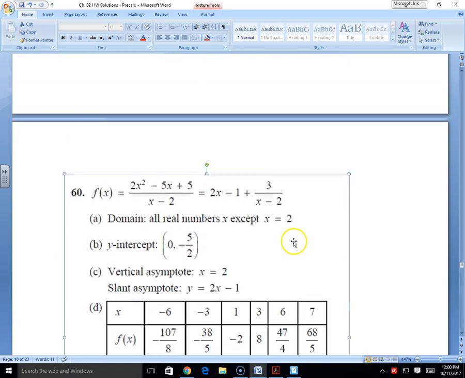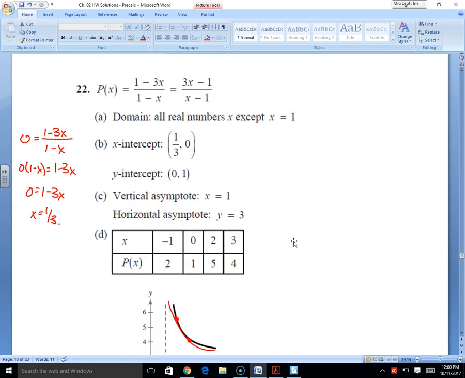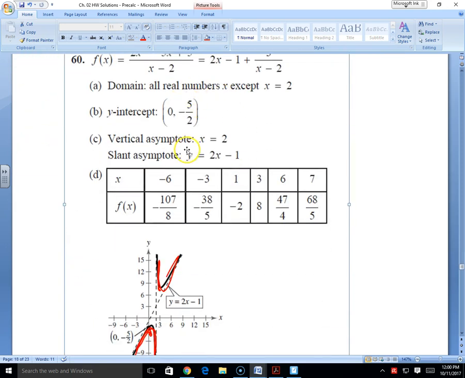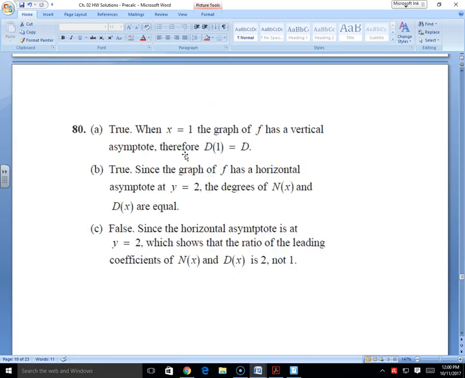Technically, between these two problems, the two big old sketching ones and the evens, I would say 22 is the better one. That's why I had you star it. But this one's good for finding a slant asymptote if that's asked. Okay? Last but not least, true, false.